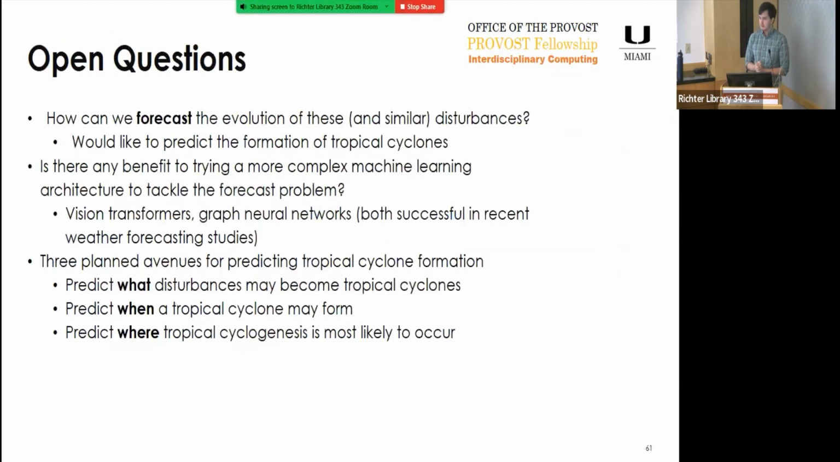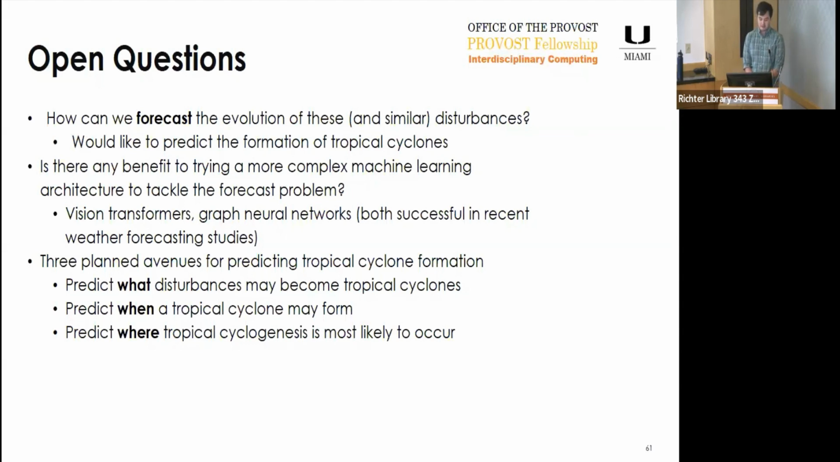Now we're trying to pivot more towards being able to forecast hurricane formation directly out of these or similar disturbances. So we're trying to figure out right now if there's benefit to using some of these more complex architectures that have really taken off in the past couple of years, those being vision transformers or graph neural networks, which both, in the past year, there have been some seminal papers in weather forecasting using purely data-driven models based on these architectures that for the first time, with some caveats, have matched our supercomputer dynamical physics-based models in predicting the weather. So exciting times in the weather world and machine learning.